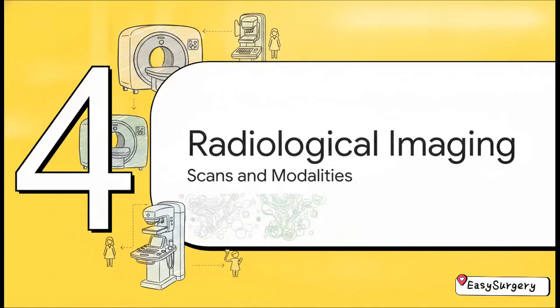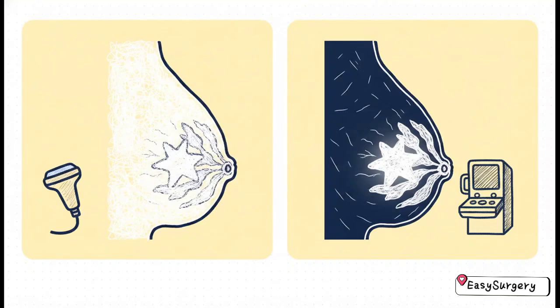Section 4, Radiological Imaging Modalities. Let's look at exactly how a patient's age and tissue density dictate which machine the doctors are going to use. So, for patients under 40, an ultrasound is always the first line of defense. Why? Well, younger breasts have really dense glandular tissue, and on an X-ray, glandular tissue looks completely solid white. But guess what else looks solid white on an X-ray? Tumors.